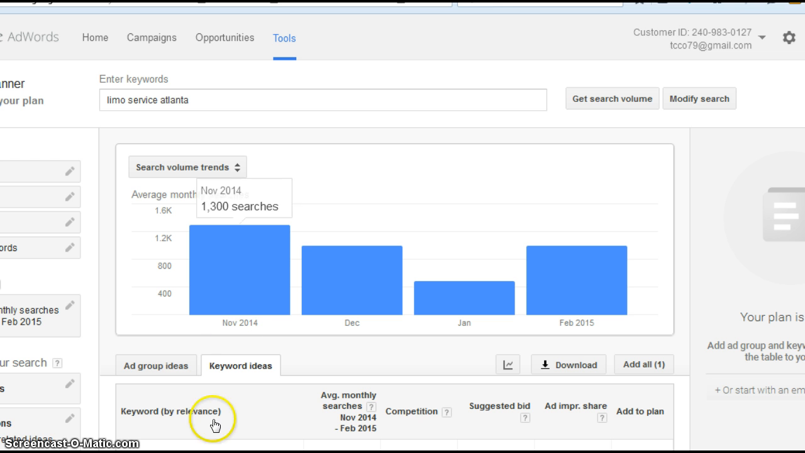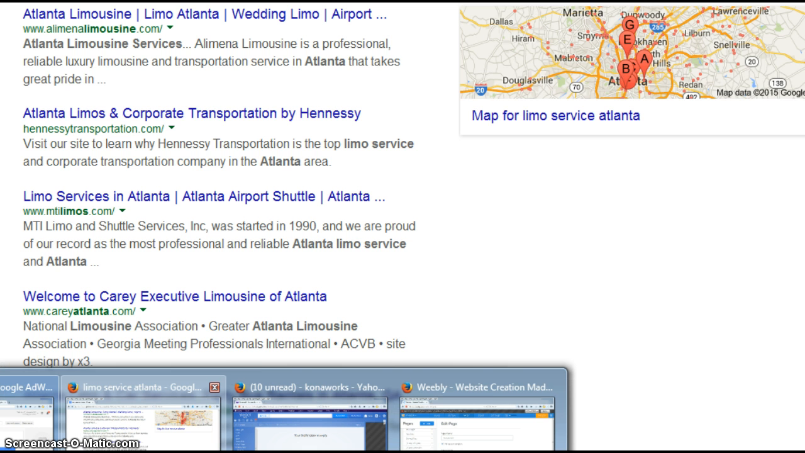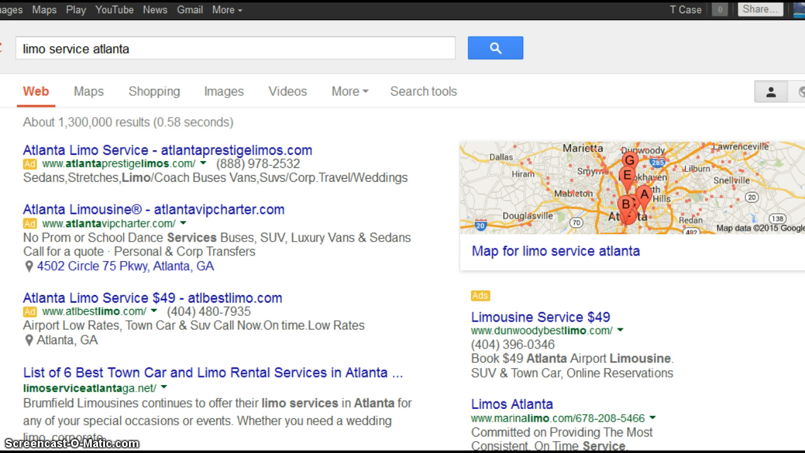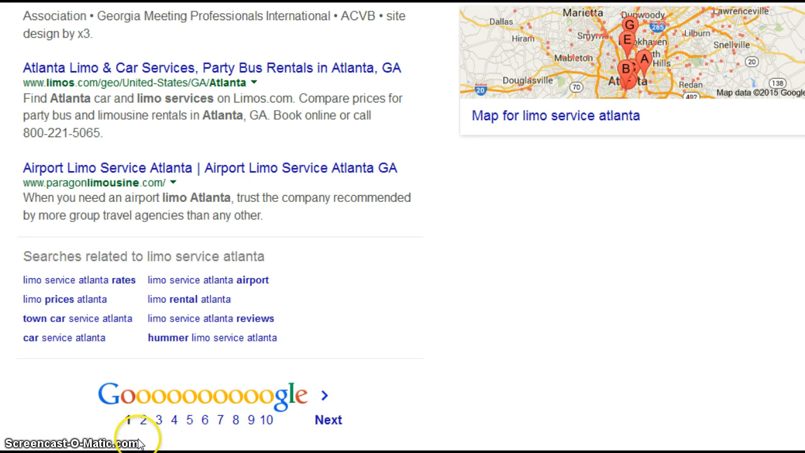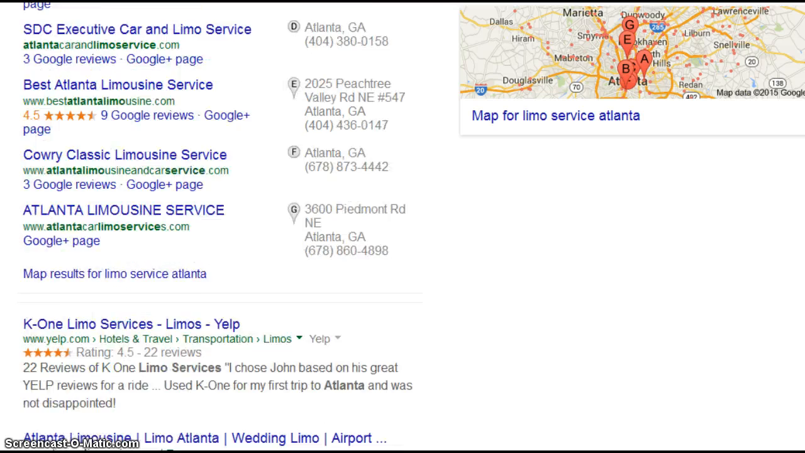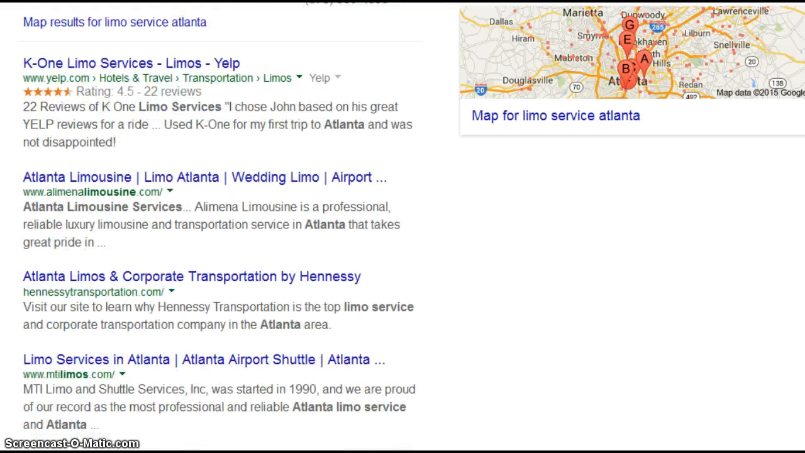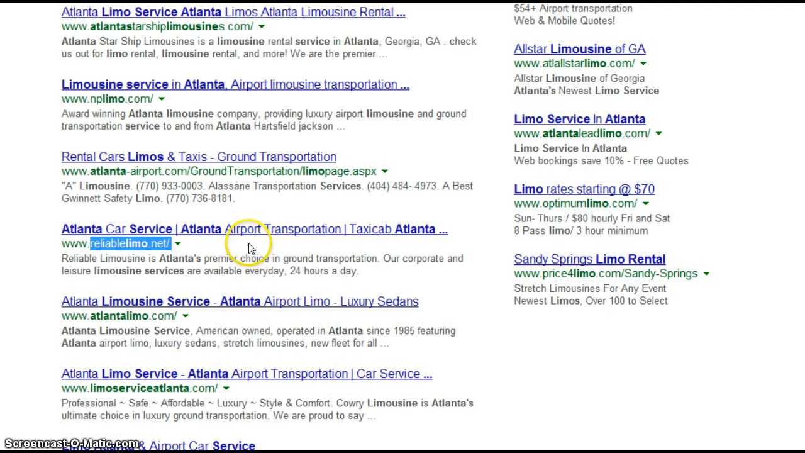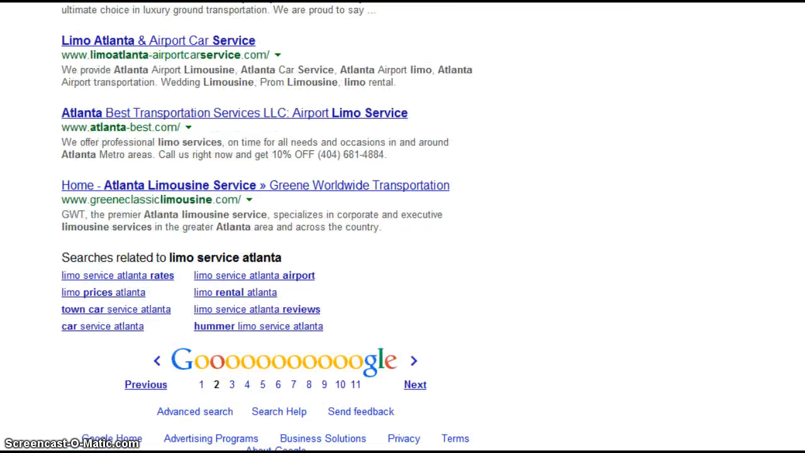So what I thought would be a good exercise is I went over here to Google and did a search for limo service in Atlanta. This is page one right here. I'm looking for you, and you are over here. There you are, Reliable Limo. And you are kind of near the bottom of page two.